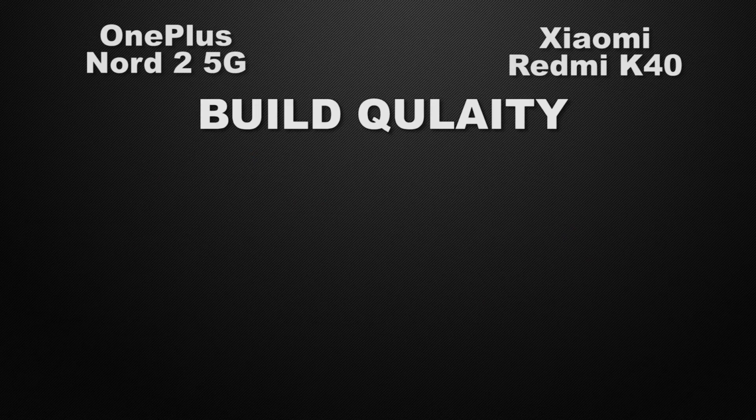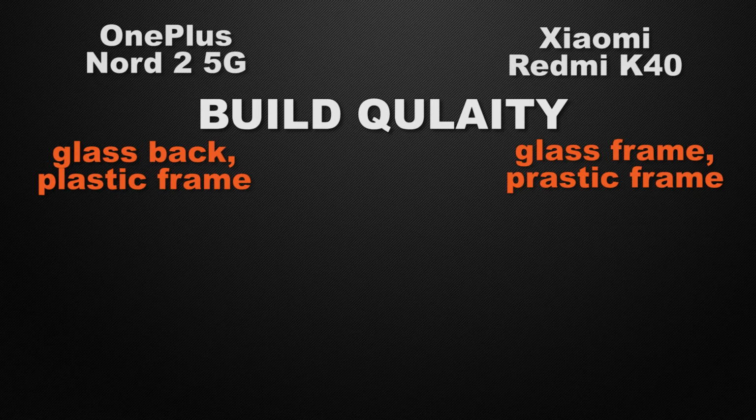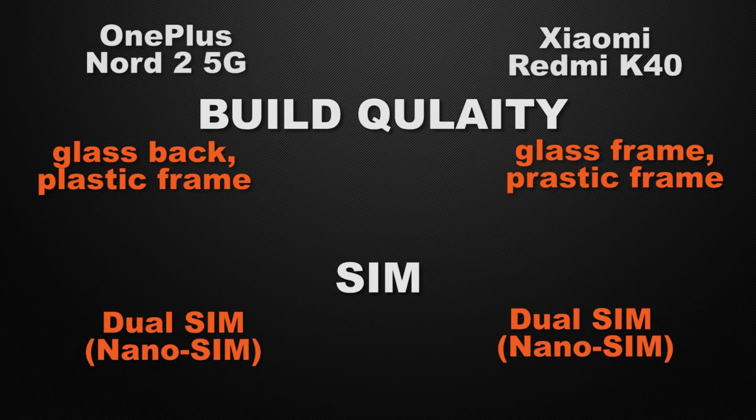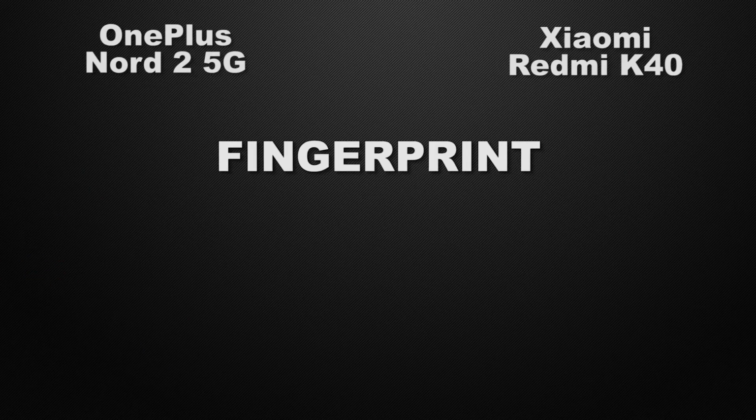Let's talk about the build quality of the devices. Nord 2 has a glass back with plastic frame, whereas K40 has a glass back with plastic frame. So it's a tie because both of the devices have solid build quality. And about the SIM options in the devices, both of the devices have dual nano SIM support, so it's a tie here.